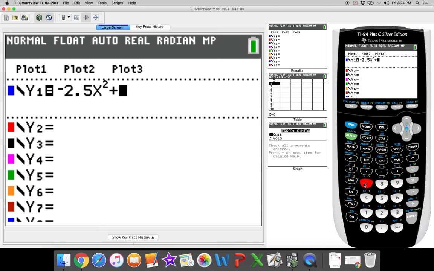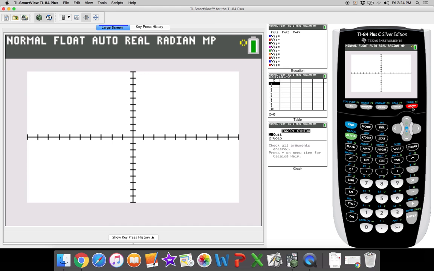plus 7x plus 7. I'm going to hit graph. I should see my graph in front of me. Now your window may be a little bit different.